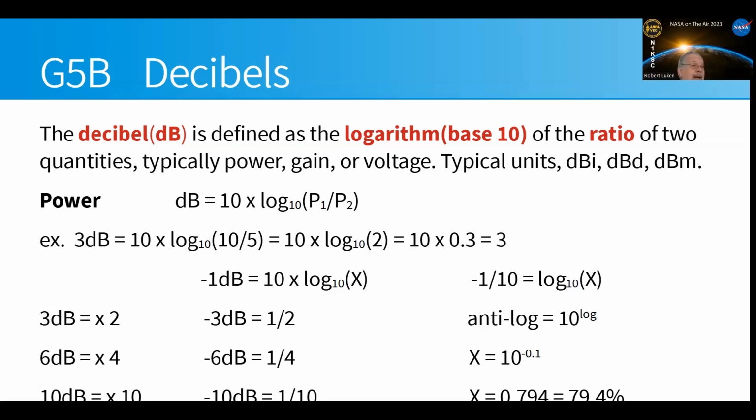So 10 to the minus 0.1 power, if you need a calculator, is going to be 0.794, or 79.4%. But they want to know the loss, so you have to subtract that from 100. So it's slightly over 20%. So a 1 dB loss is a 20% loss, which is a lot more than I expected.